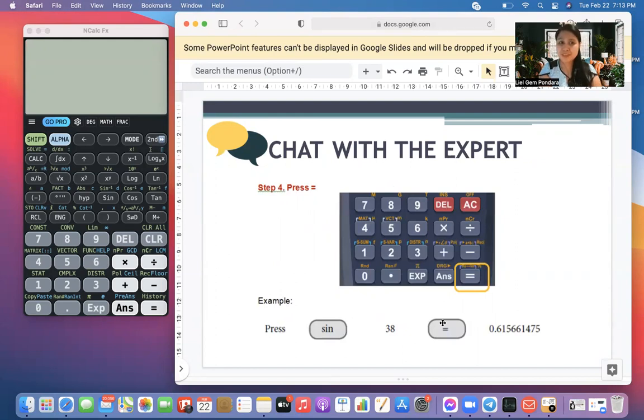Let me demonstrate that using the NCalc calculator on the left. We have sine 38, and you'll see the answer. That's 0.61566147533. That's the complete answer, but you can minimize it to 4 decimal places.